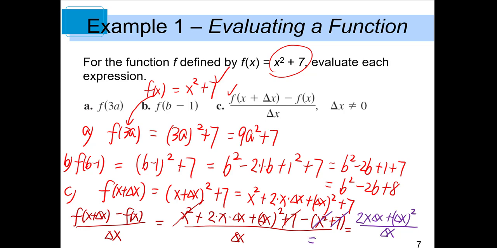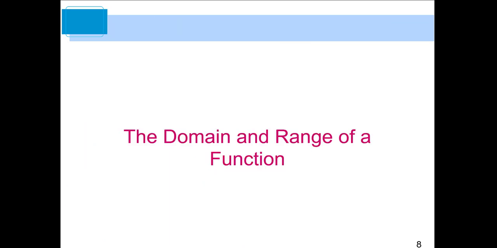And when we divide, we cancel delta x. 2x delta x over delta x is 2x. Delta x squared over delta x is delta x. And that's how we handle difference quotients, right? First of all, write down the f of x, and then get f of x plus delta x. And this is an important operation when we move on to the limit in chapter 2, when we start talking about the limit in chapter 2.